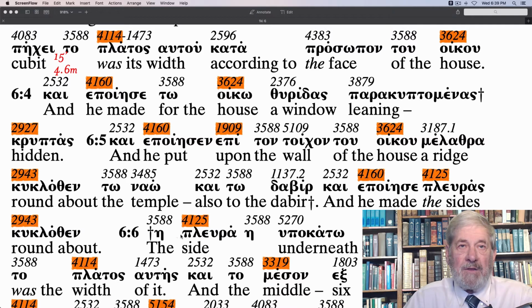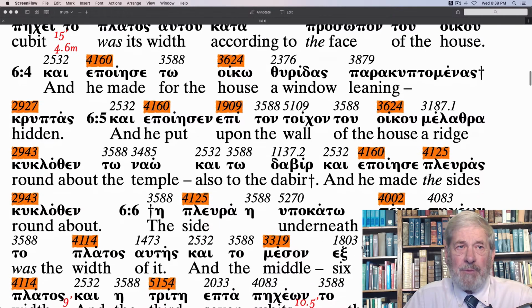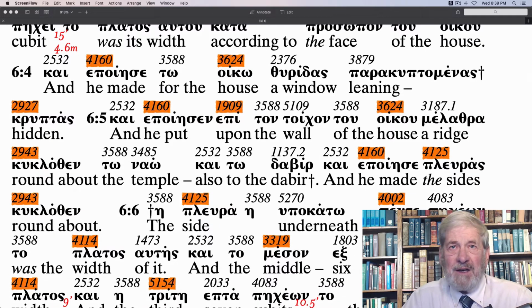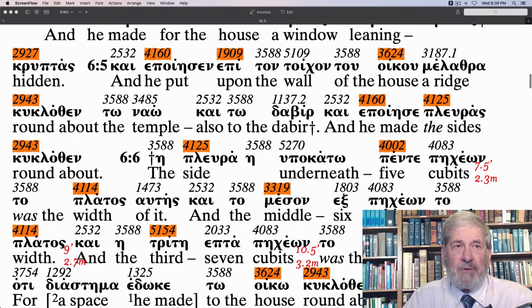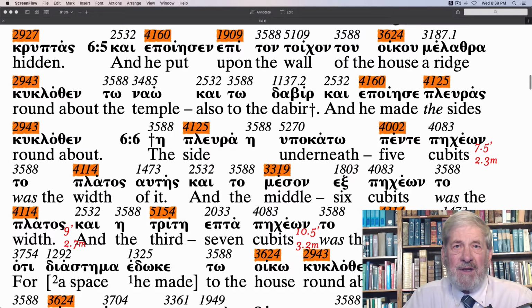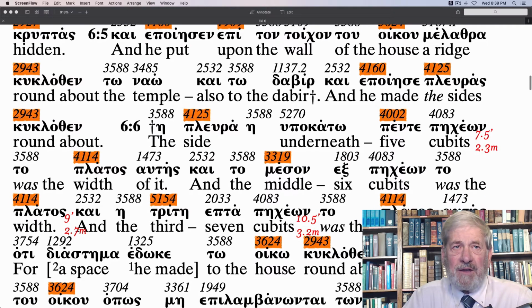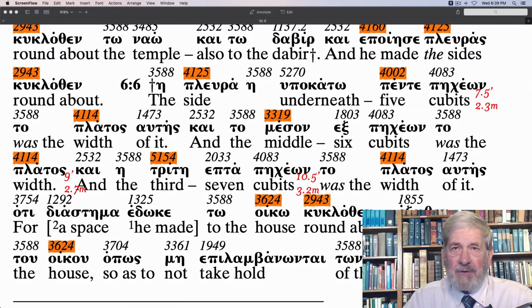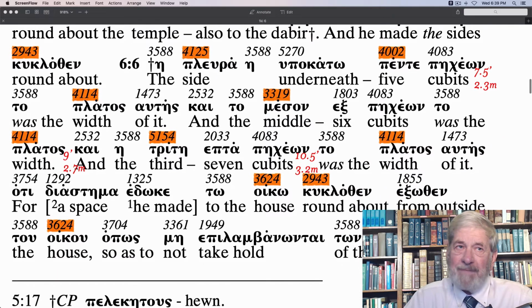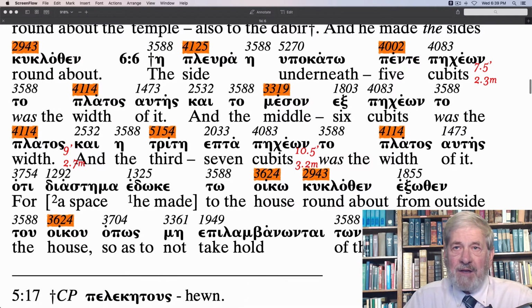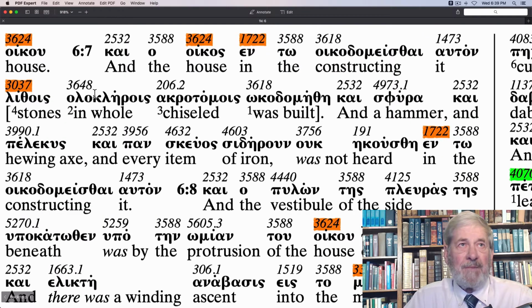The side, the plevra, underneath was 5 cubits was the width of it. So that's, now, that would be 7.5 feet. In the middle, 6 cubits was the width, 9 feet. In the third, 7 cubits or 10.5 feet. So it got bigger. For he made a space to the house round about from inside the house, so as to not take hold of the walls of the house.